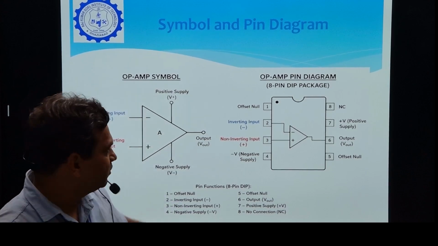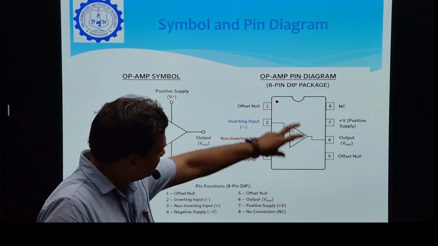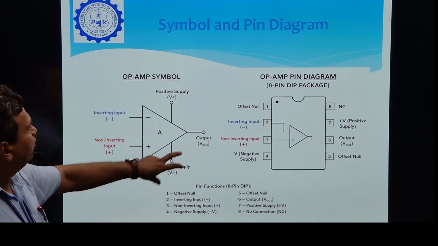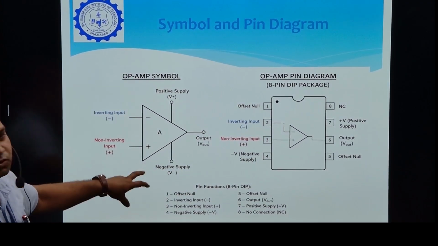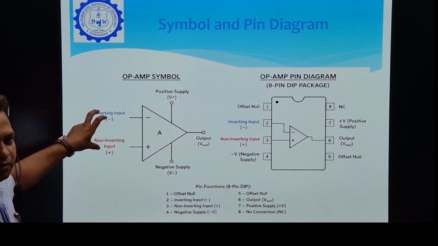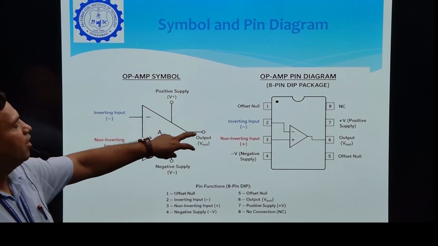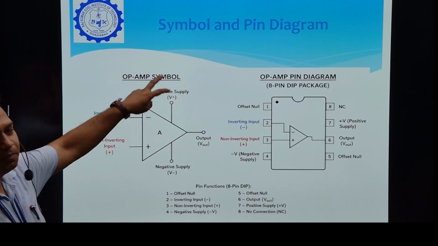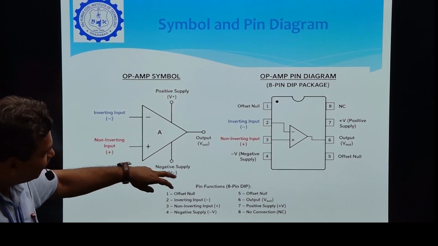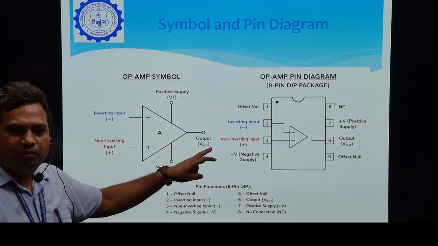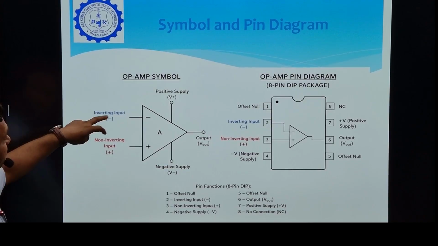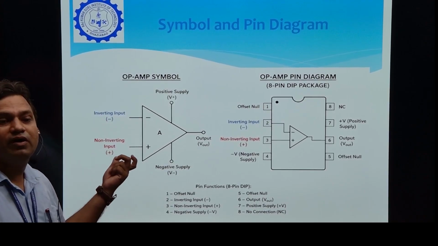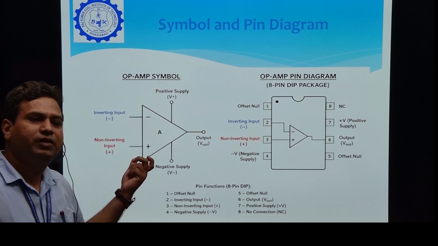If the complicated pin diagram is represented by a symbol, this is the symbol of the operational amplifier, shown by a triangle with 2 input terminals and 1 output terminal, and these are the 2 supply pins. The positive supply is pin number 7 and the negative supply is pin number 4. Output is taken from pin number 6, the inverting input terminal is pin number 2, and the non-inverting input terminal is pin number 3.